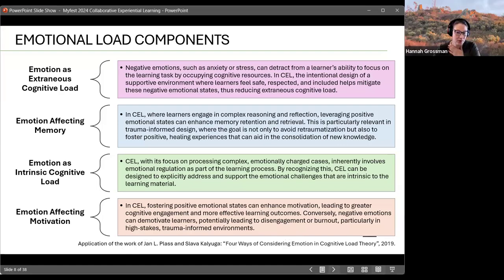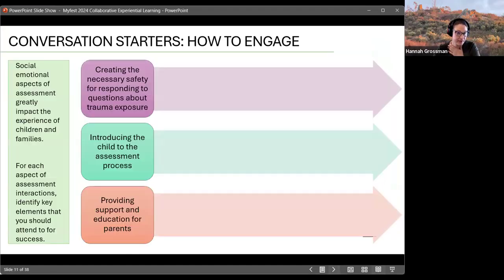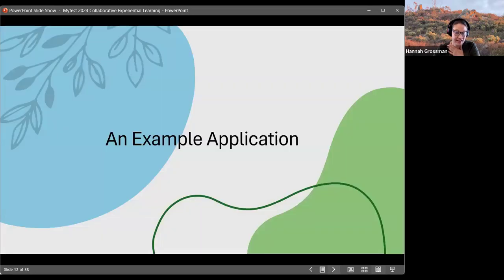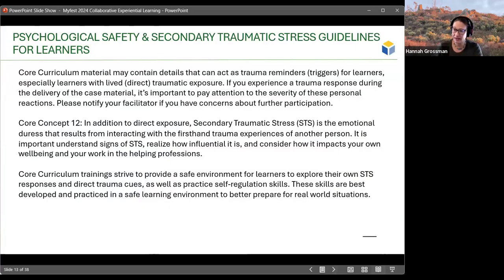Okay. I'm going to skip a few slides, and I might go back to those slides as we go. So I'm going to take us through as if we were doing a collaborative experiential learning training together. I will also point out the parts of it that are shaped by the collaborative experiential learning. When I'm leading a training in collaborative experiential learning, I begin by setting our training goals.